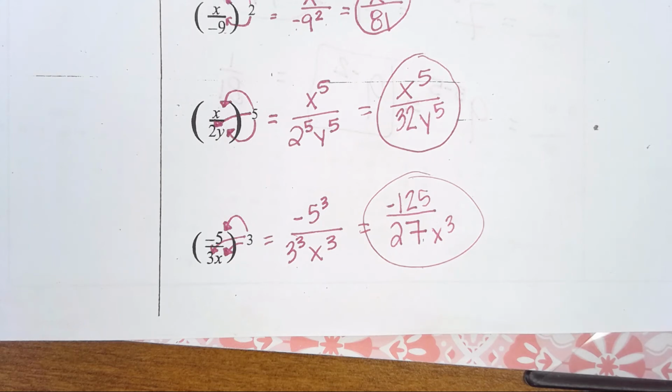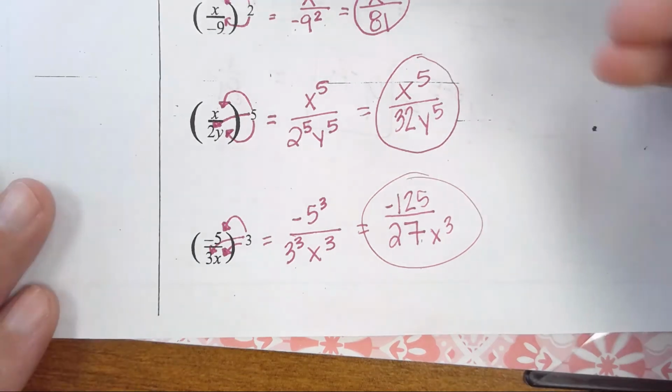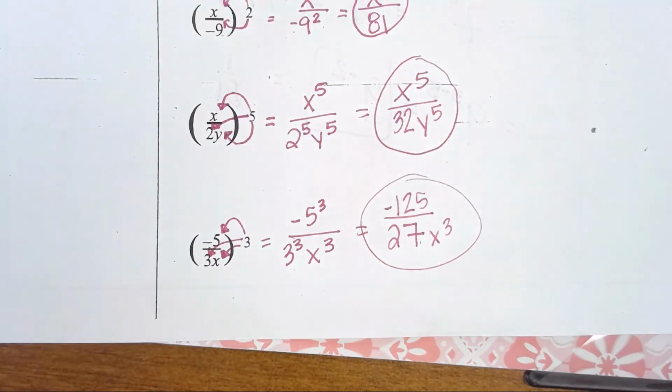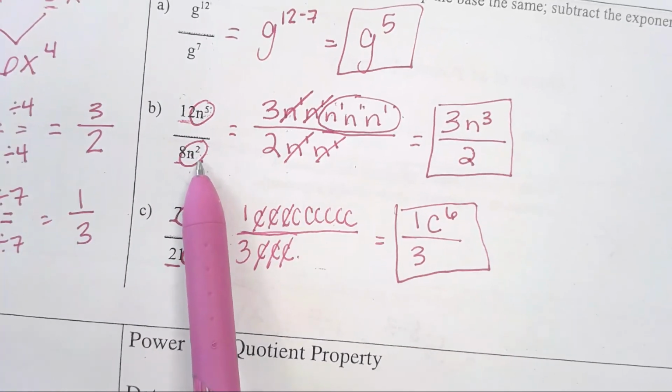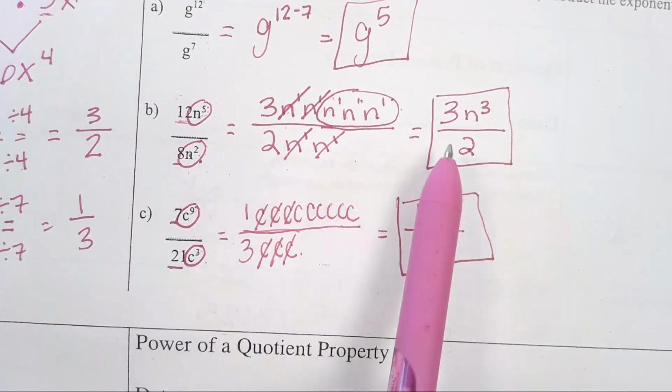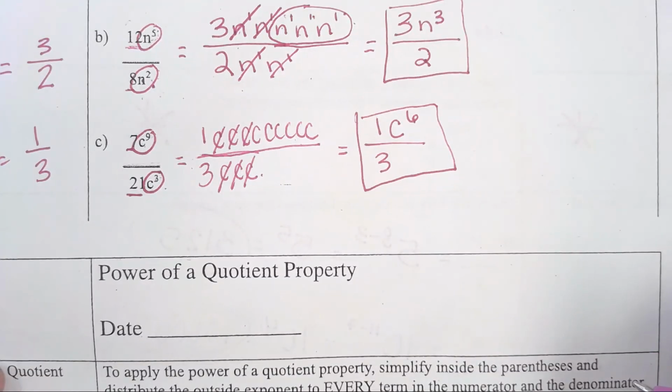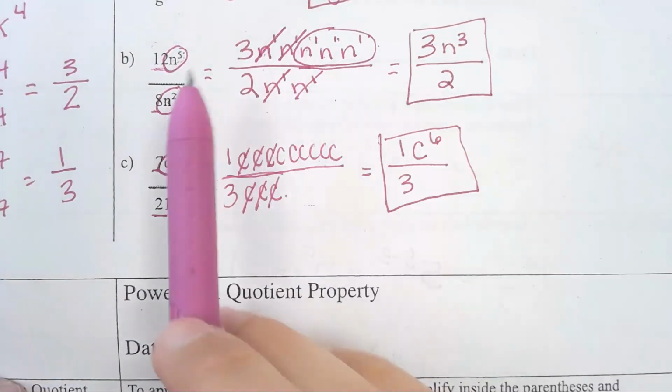Now I do want to do one more with you guys because none of these examples you had to simplify on the inside first. So I just want to show you guys what that would look like because it does show up on your guys' test. So I'm just going to take one of the ones that we did up here. So let's say I take B. And I'm not going to simplify it yet like we did over here.